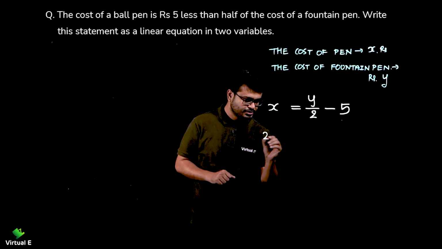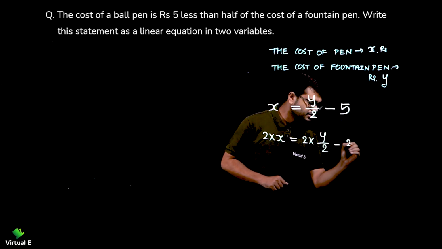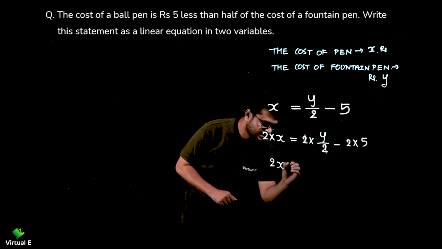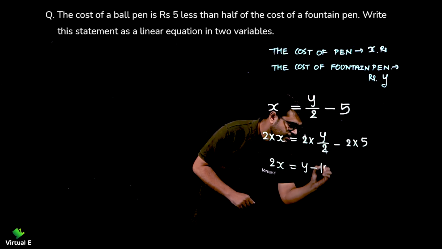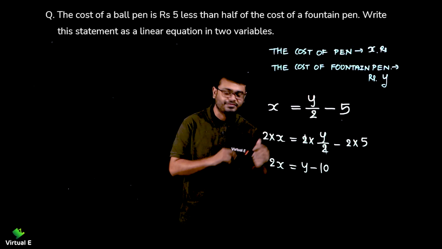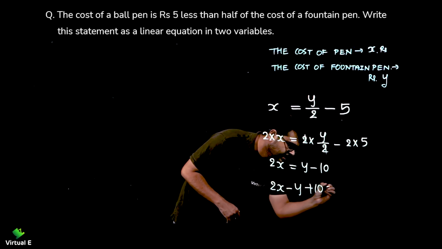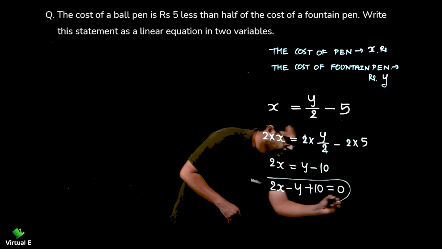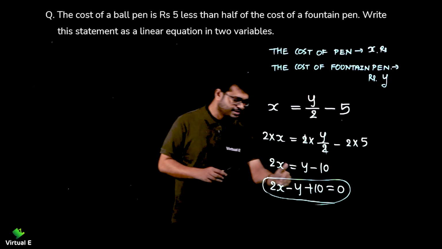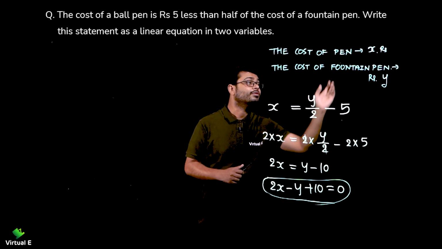So let's start here. 2 multiplied by x, 2 multiplied by y by 2 minus 2 multiplied by 5. So 2 will get cancelled. Here 2x is equal to y minus 10. Now let's convert into standard form. Let's shift both of them to the left hand side, so right hand side will be 0. So 2x minus y plus 10 is equal to 0. So this is how we can express the given question in the form of linear equation in two variables x and y, where x is the cost of the pen and y is the cost of the fountain pen.